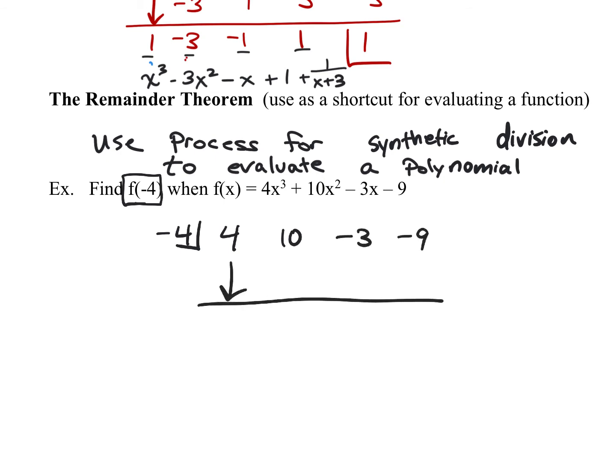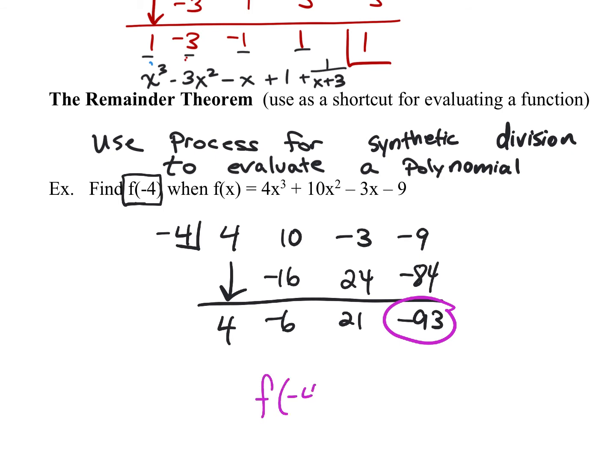I'm going to follow the exact same process I just did on the previous problem as if I were synthetically dividing. So the first term would get carried down, and then we multiply and add and multiply and add and multiply. And when we finally add here, we get -93. That's all we need to do. This value here, our remainder, is the value of the function when x equals -4. In other words, f of -4 is -93.